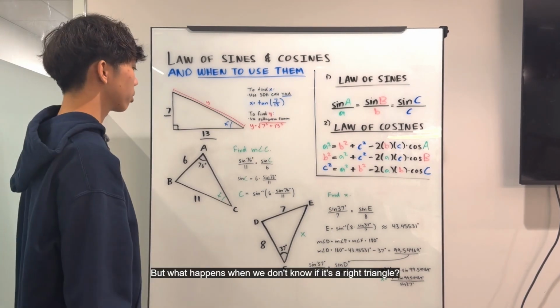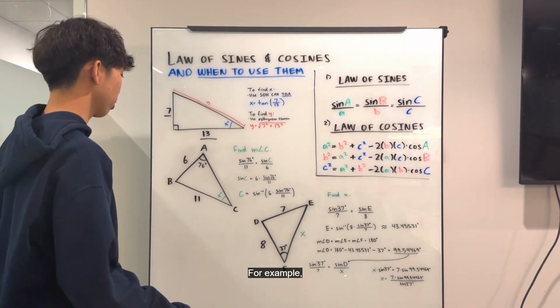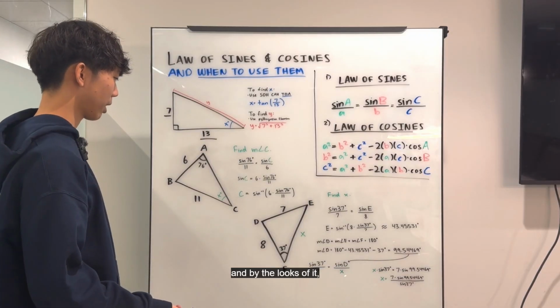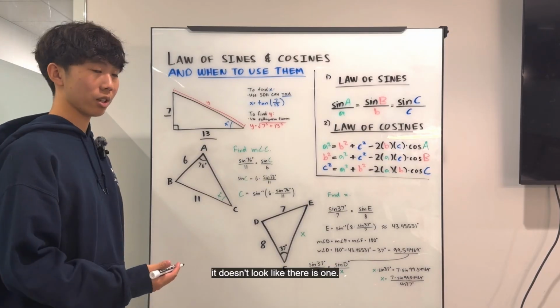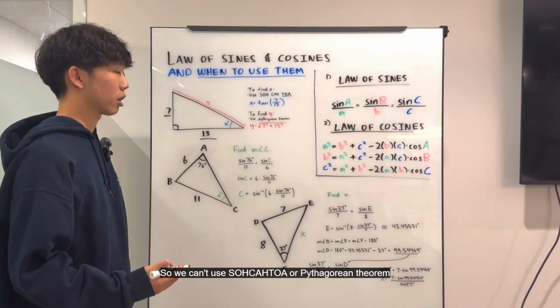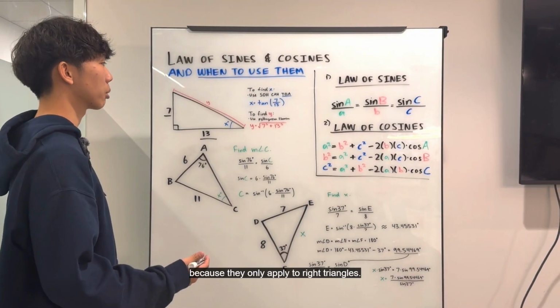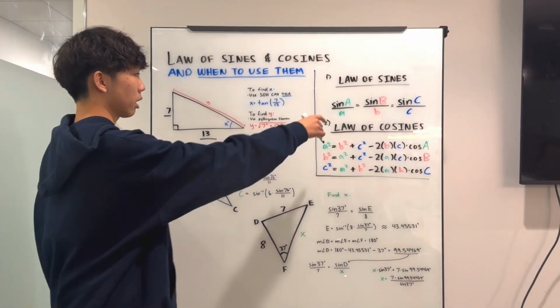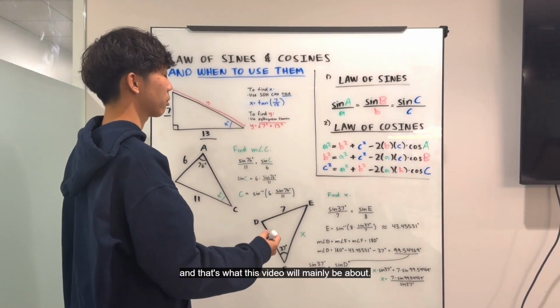But what happens when we don't know if it's a right triangle? For example, let's say this problem right here. We don't actually know if there's a right triangle, and by the looks of it, it doesn't look like there is one. So we can't use SOHCAHTOA or the Pythagorean theorem because they only apply to right triangles. So in this case, we would actually use the law of sines, and that's what this video will mainly be about.